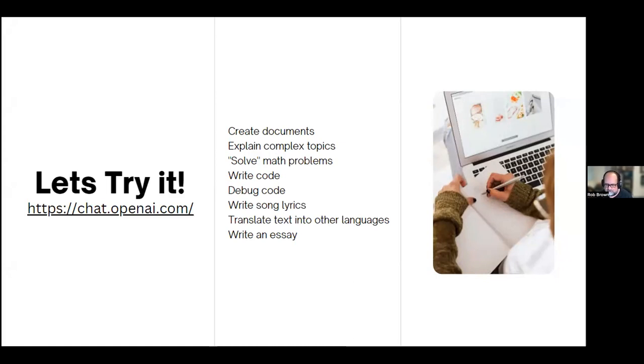So what can ChatGPT do? The URL for ChatGPT is chat.openai.com. Briefly, it can create documents, resumes, things like that. It can explain complex topics.